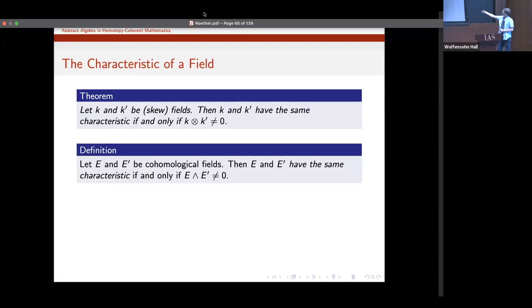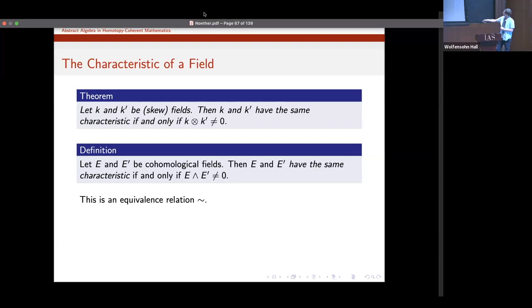So motivated by this, let's make the analogous definition in the world of cohomology theories. If we have two fields, E and E prime, we'll say they have the same characteristic if the smash product of E and E prime is not equal to zero. So remember, being a cohomological field is the same as saying that every module over E is a free module. So if E and E prime have the same characteristic, this smash product is an E module, so it looks like a sum of copies of E. It's also an E prime module, so it looks like a sum of copies of E prime. And therefore, you learn that a sum of copies of E and a sum of copies of E prime are the same cohomology theory. So using that description, it's not hard to see that this is actually an equivalence relation.